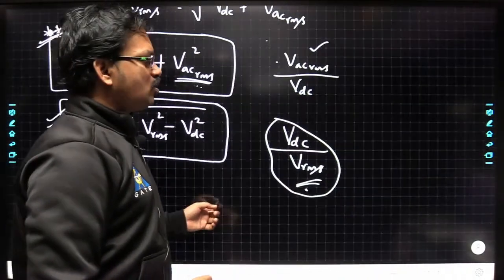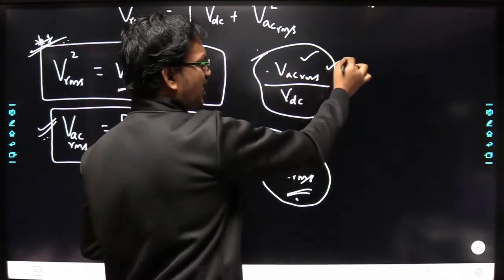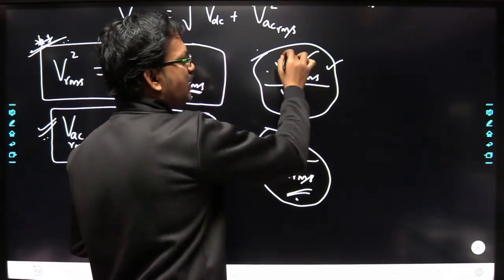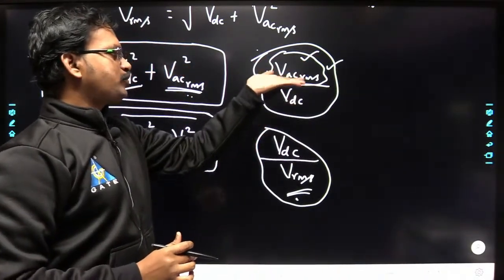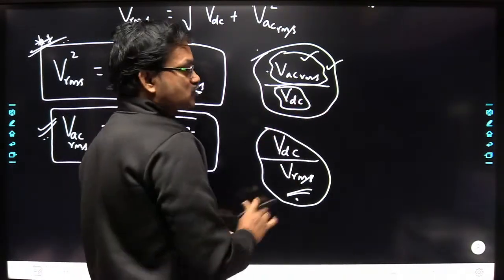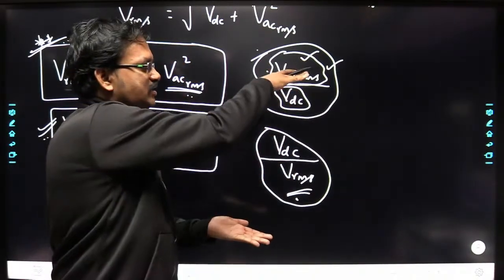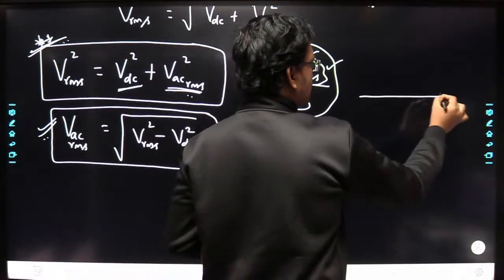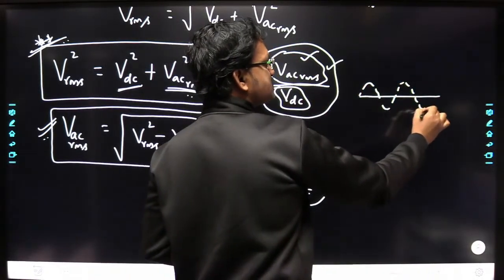We know that V_AC RMS is nothing but the RMS value of the pure AC signal, and this is nothing but the DC voltage. So the AC signal is always going to ride over this DC signal. Yes or no? If you have DC, this AC component is going to ride over this DC component.